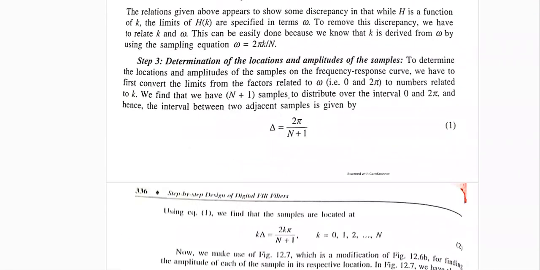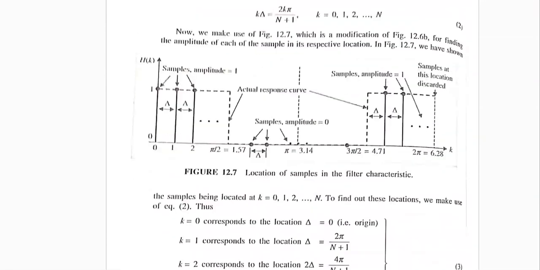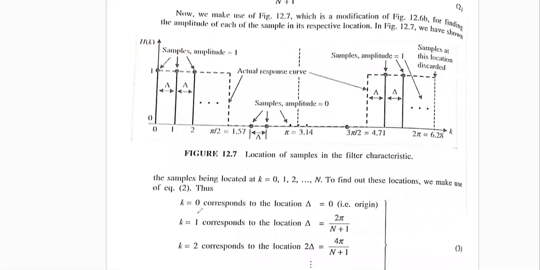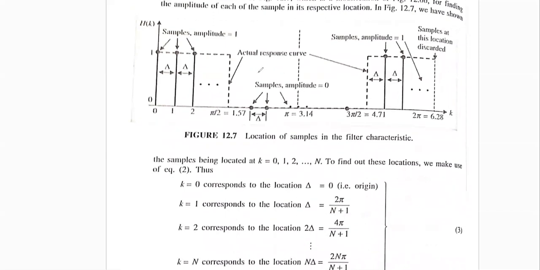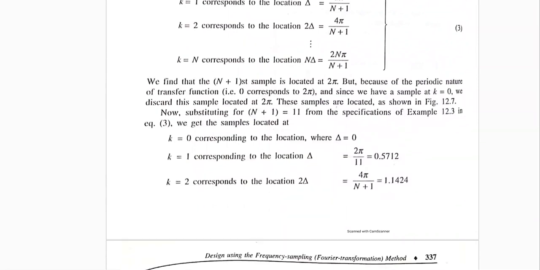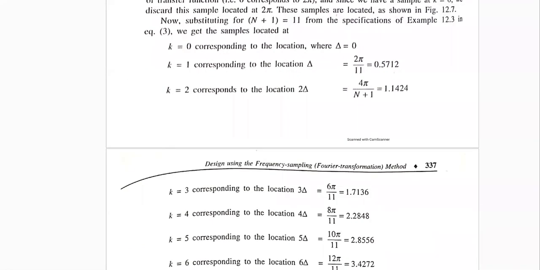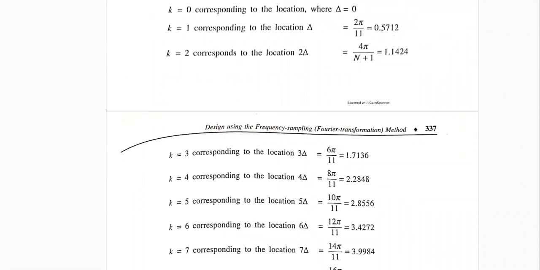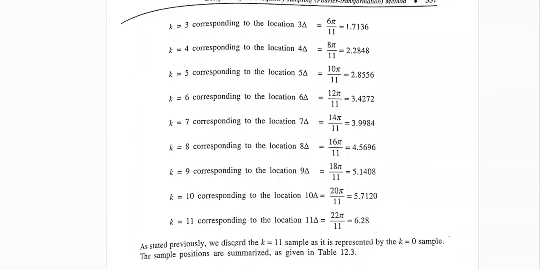So we are trying to find the positions, and this is the diagram by which we show what the position is for k0, which is 0, what the position is for k1, for k2, and so on and so forth. We'll find all the positions. We know this value is pi by 2. So what positions can you find based on that? We are finding for k1 equal to 0.57, k2 1.14, k3 is 1.7, k4, k5, k6. We need to find up to 11.